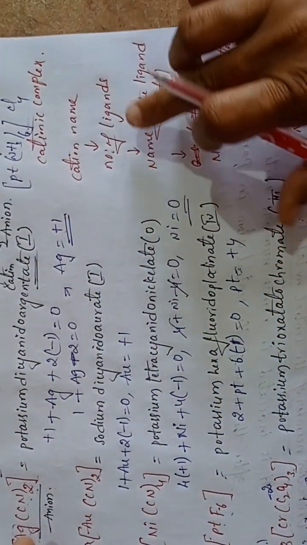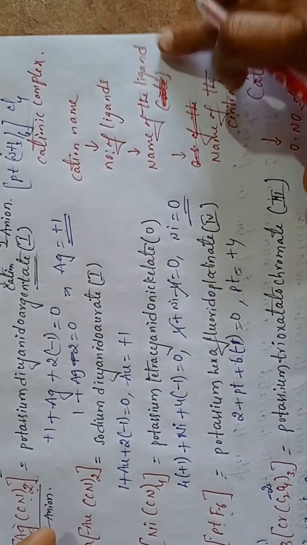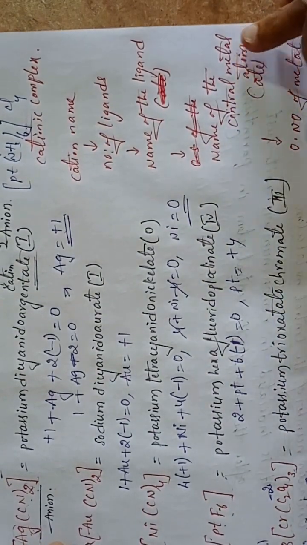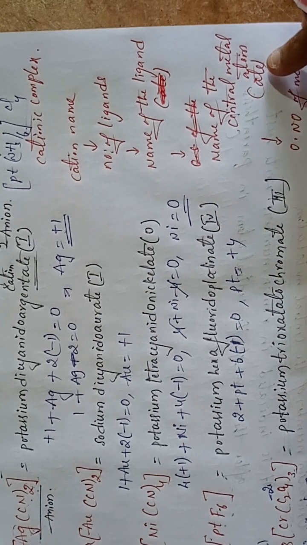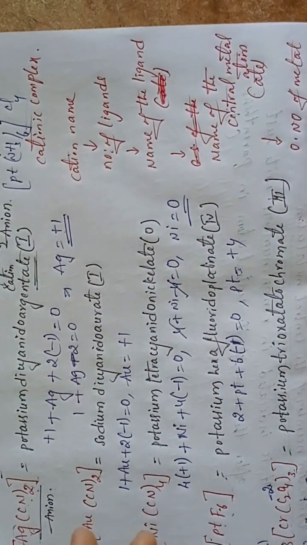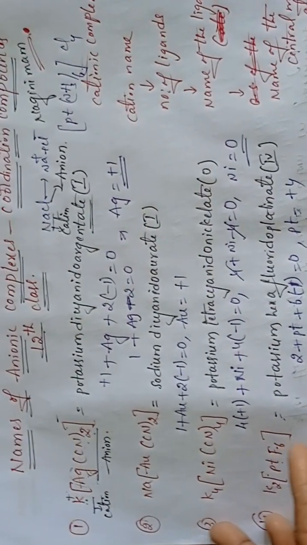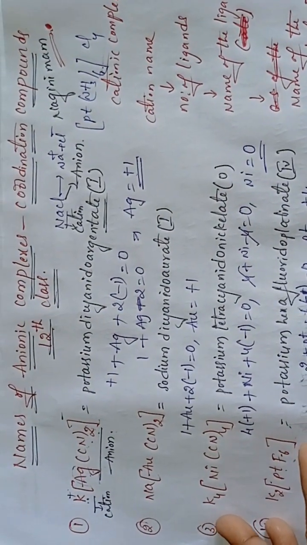First the cationic name, next the number of ligands, name of the ligand, name of the central metal atom. When writing the name of the central metal atom in anionic complexes, we should add the suffix ate, and lastly the oxidation number of the metal we should calculate. Clear, students? I hope you understood this video.